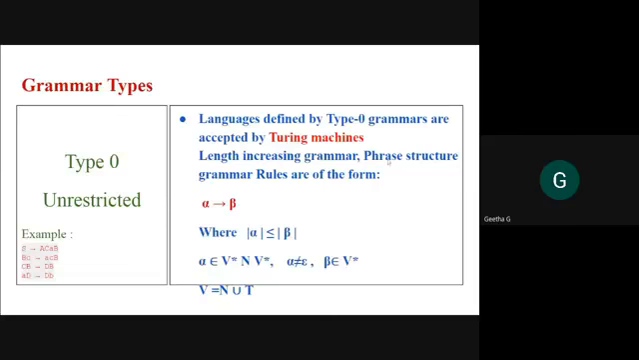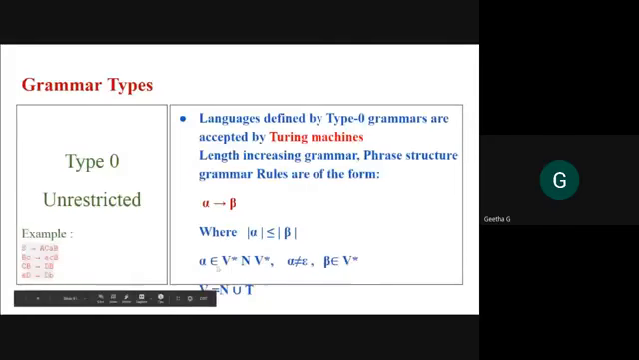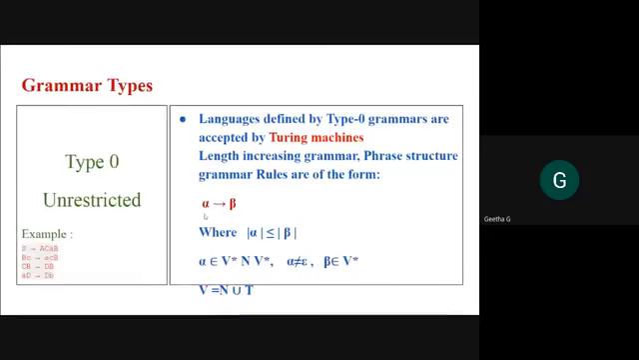And next we are going for type 0 grammar, right? Why it is, we'll see in the example, you can understand. And one more thing, right? On the alpha side, there is no restriction.